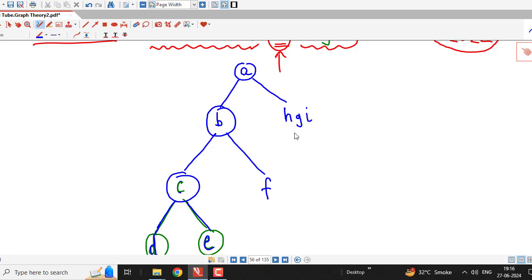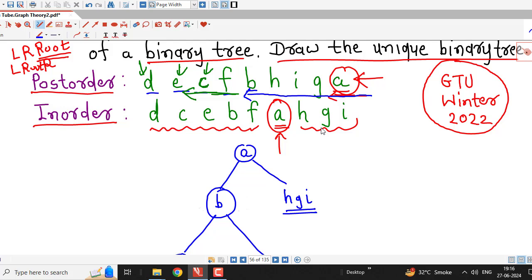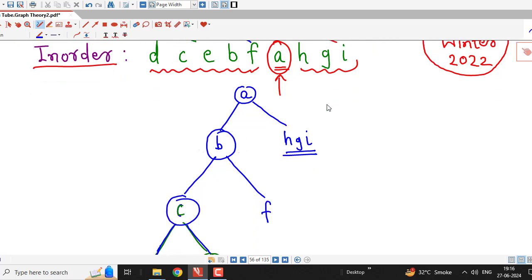Now we come to the positions H, G and I. Again I find the positions of H, G and I in post order, and we find that G comes first in post order. Therefore G becomes the root here, and to the left of G we have H, and to the right of G we have I, and this position is for vertex G.